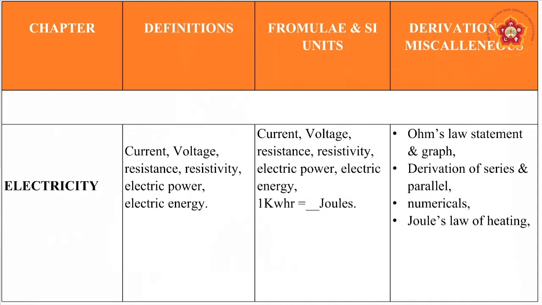And the second one, we have seen how to derive, in a series circuit, what the effective resistance will be when resistors are connected end to end, and what the effective resistance will be if they are connected in parallel. We have taken a few numericals when discussing these concepts. And finally, the statement for Joule's law of heating and the mathematical expression. So for the whole chapter electricity, these are the definitions you are expected to know, these are the formulae and SI units you are expected to know correctly, and these are the derivations or statements you are expected to know.